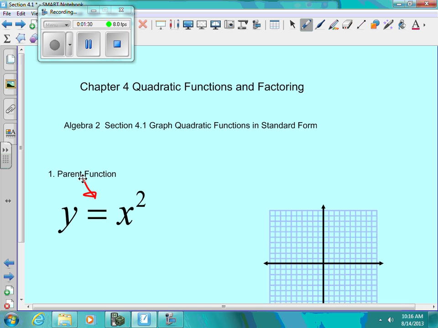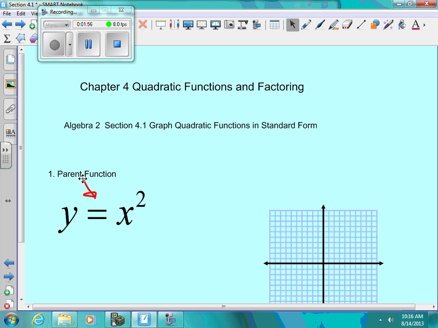Why do we call it the parent function? Think about it in your own family. The parent, hopefully, are the head of the household. They're the ones that are in charge. They start everything. I shouldn't say the most basic, but they are the head of the household. That's where it starts. Without them, there'd be no you. So that's kind of what's going to happen with quadratic functions.